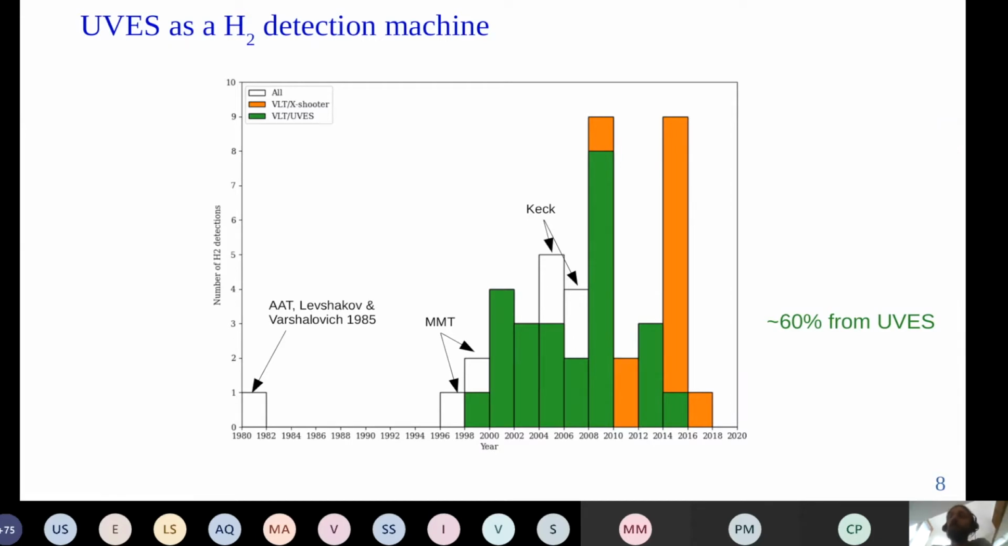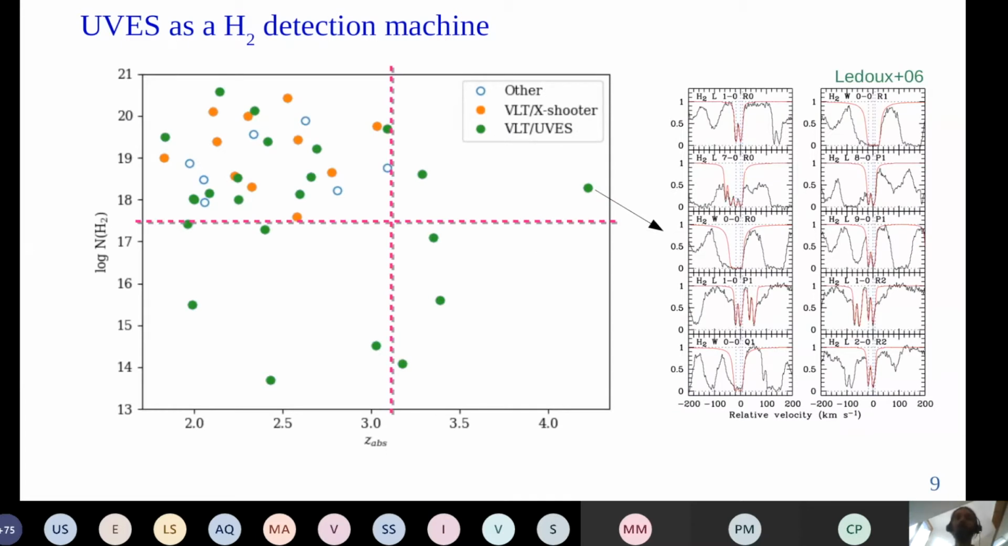And now we can see also that starting from 2010 onwards, X-shooter started to play a more important role, and I will explain this also in a moment, why it is the case. But interestingly, let's show where these detections are located in the N(H2) versus absorption redshift plane. This is what you see in this figure, with the same colors: UVES in green, X-shooter in orange, and the rest as open circles.